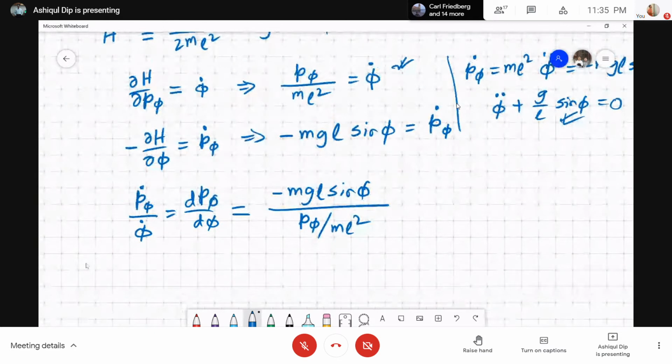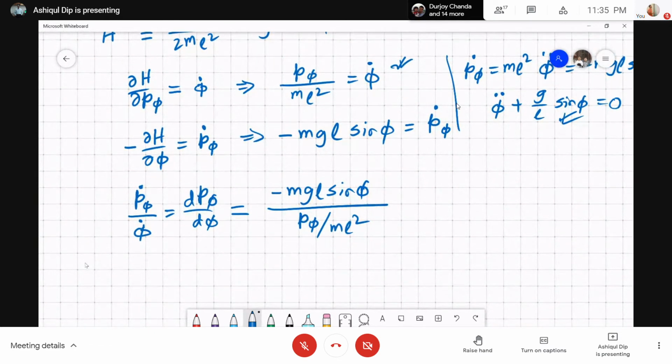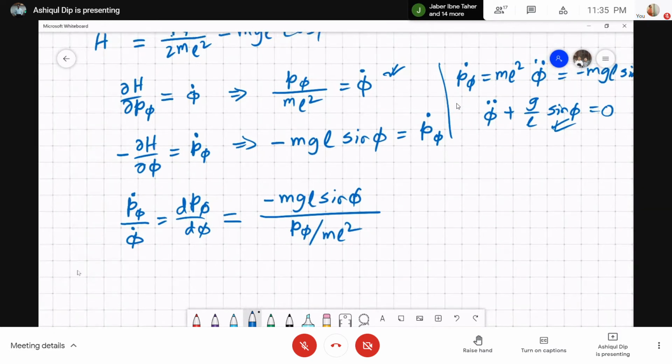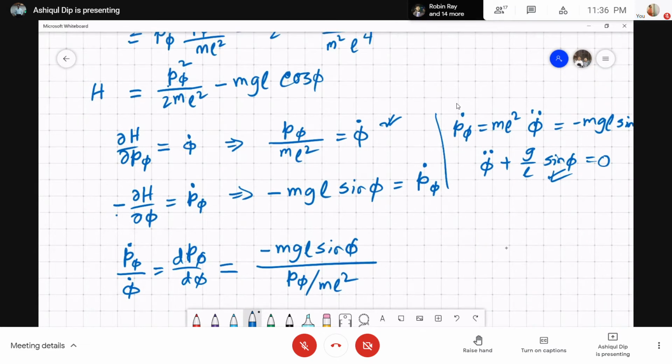Did I make a mistake? This is mgl sine phi. There should be a plus and anything. Why should there be a plus? Oh no, I mean, there should be a minus. Why? We had three minus signs, so one minus came from here. I made a mistake. You are right.